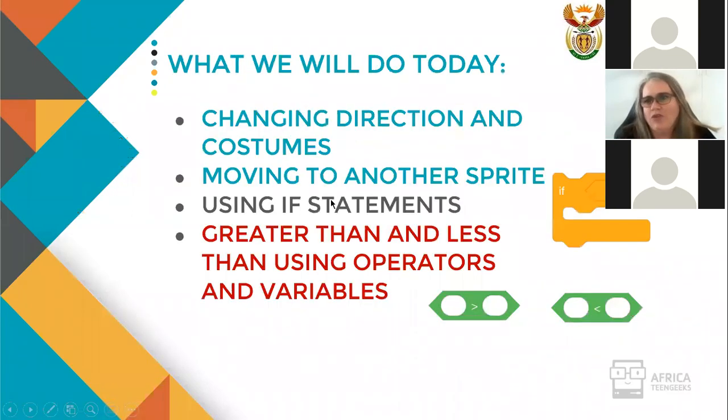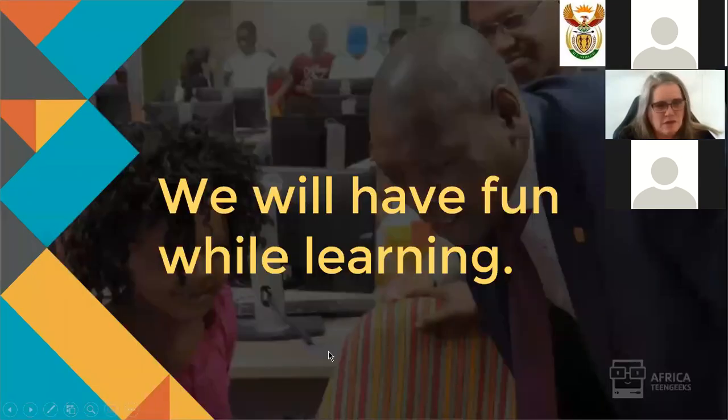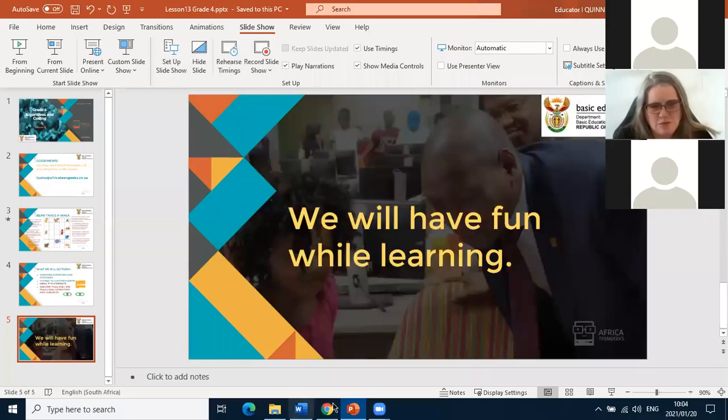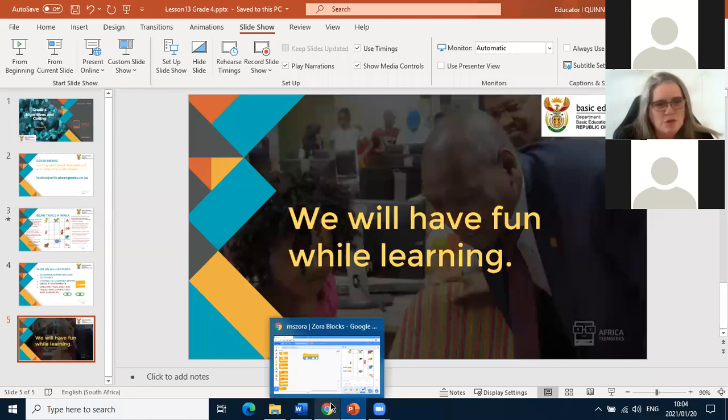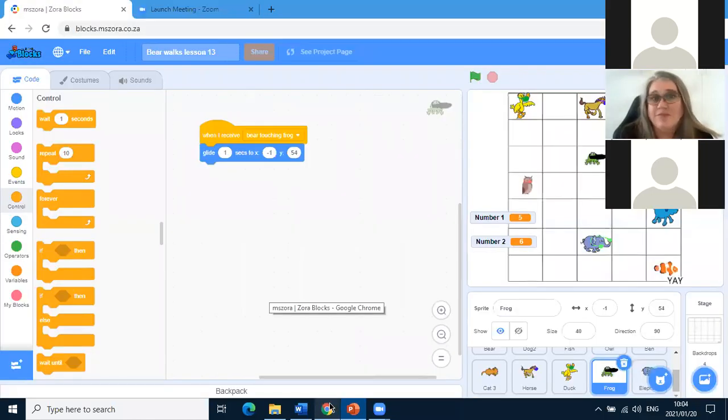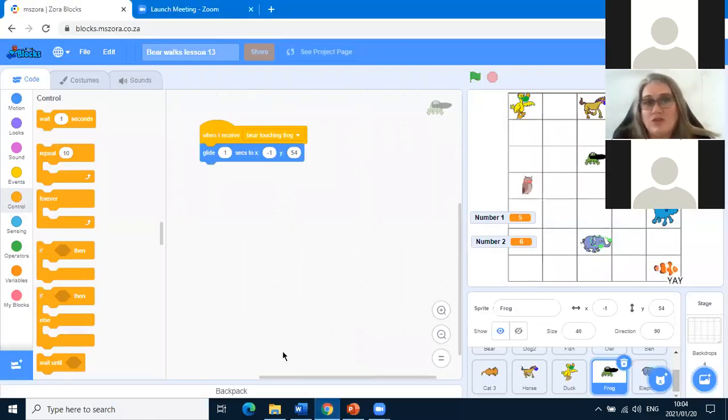So today we want to introduce if statements. Can you see that orange block? And the greater than and less than operators. Because we're going to find which is the greater of the two numbers, which is the smaller of the two numbers that are entered. So that is the plan for today, and let's hope we finish, because tomorrow I want to play a game with Ben.